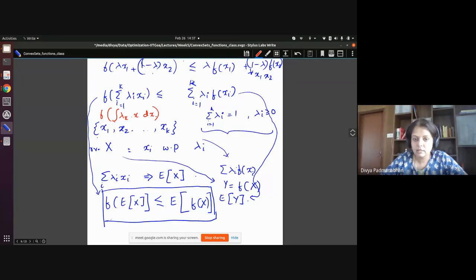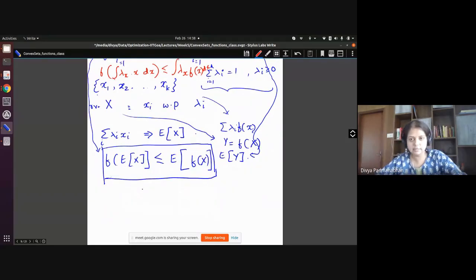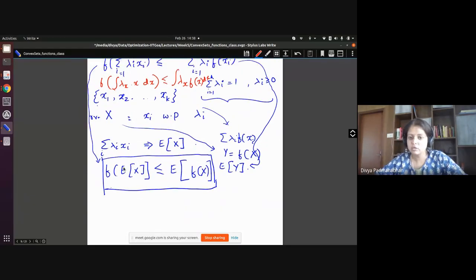Okay, and this is less than summation. So here, instead of the summation, you are going to have an integral, and this is going to be lambda x f of x dx. Okay, so this is exactly the expectations in continuous spaces. So this is what is Jensen's inequality. Okay, so any questions on this?